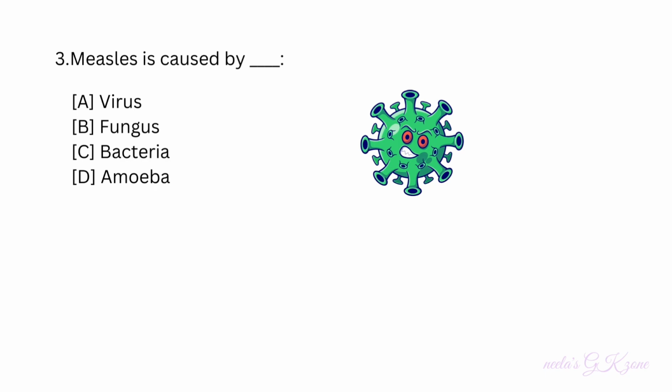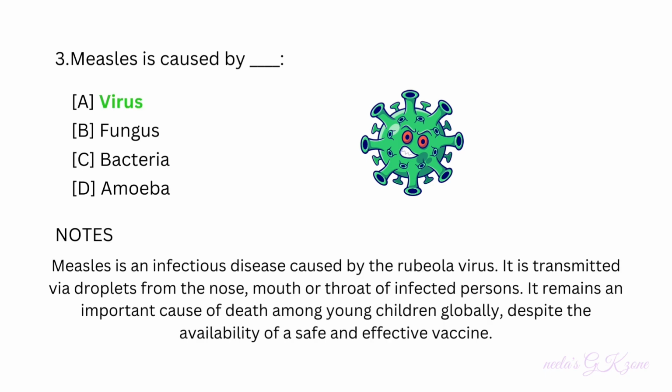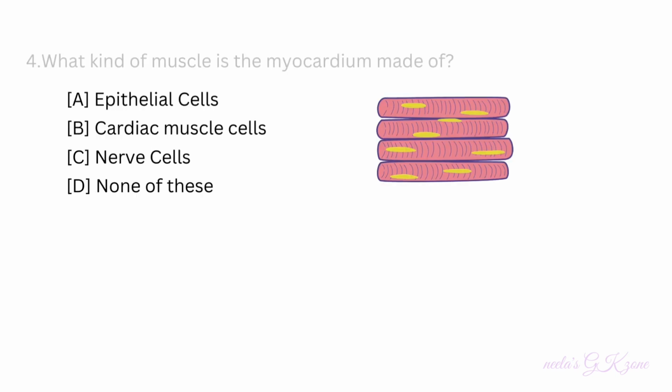Measles is caused by: options are virus, fungus, bacteria, amoeba. And the answer is virus. And the reason is measles is an infectious disease caused by the rubella virus. It is transmitted via droplets from the nose, mouth, or throat of an infected person. It remains an important cause of death among young children globally, despite the availability of a safe and effective vaccine.